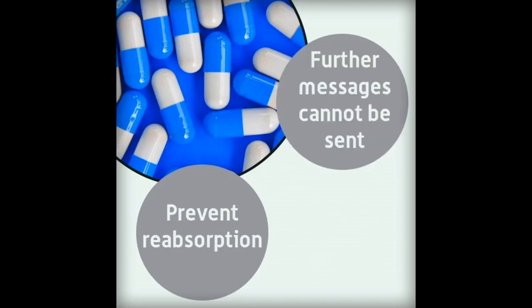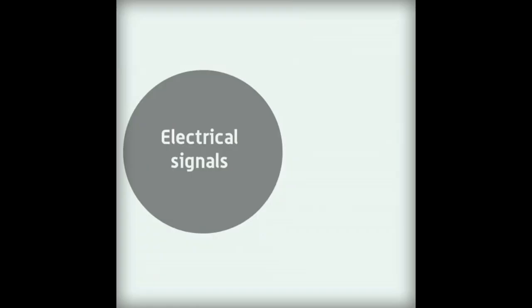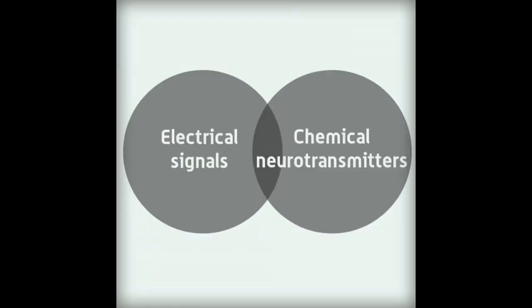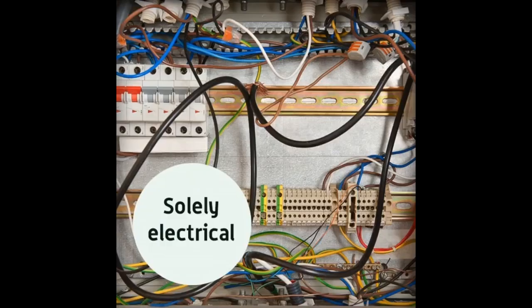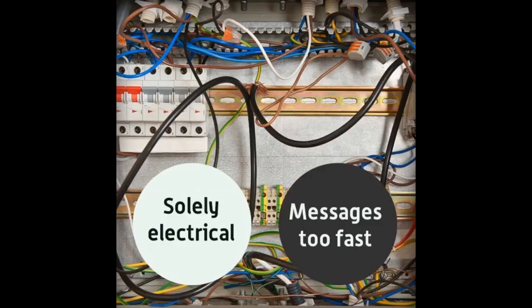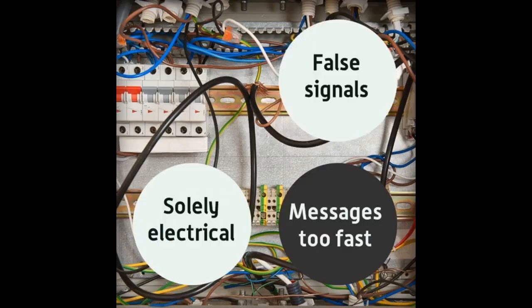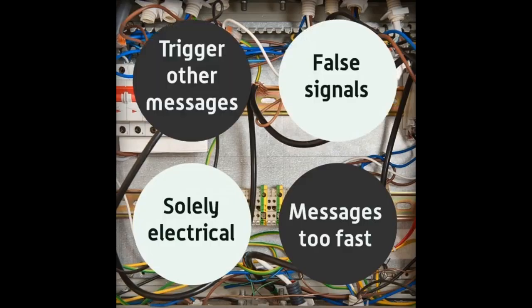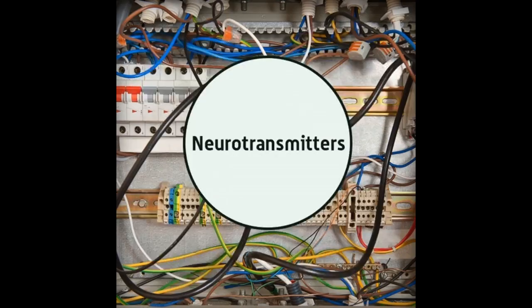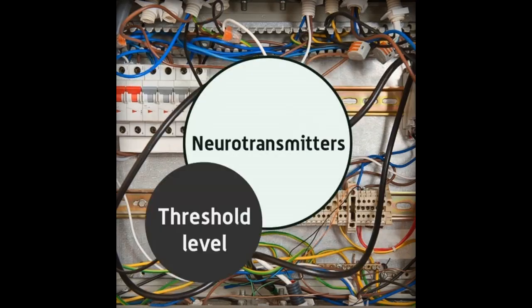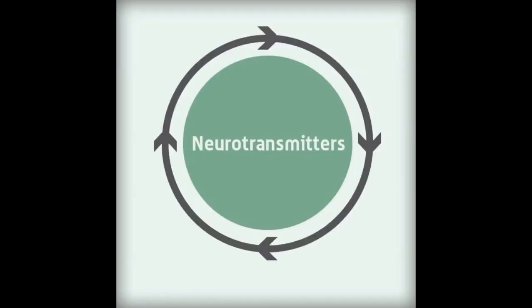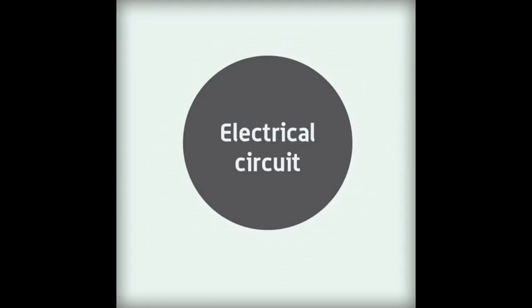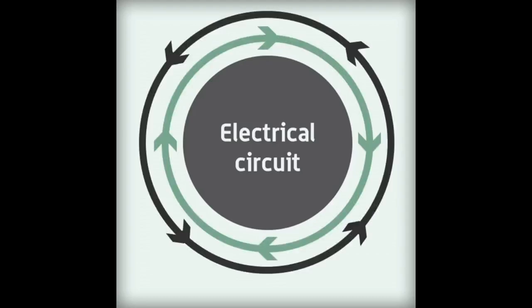So why does the body use this combination of electrical signals and chemical neurotransmitters? Because it has a number of advantages. If the system was solely electrical, the messages would be too fast. There would also be false signals which would trigger other messages. And by using neurotransmitters, the signals have to reach a threshold level before they get passed on. Neurotransmitters also ensure that messages travel in only one direction, whereas in an electrical circuit, electrical signals can travel in either direction.